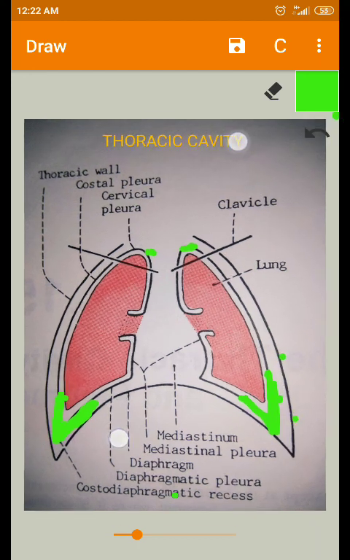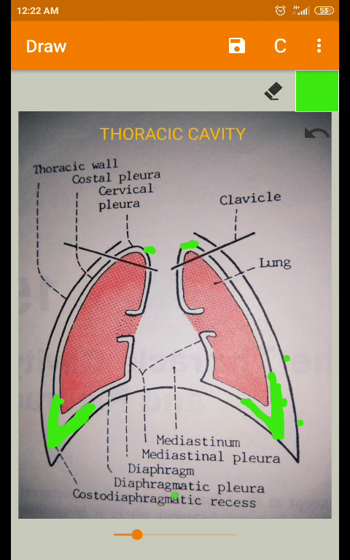The other fold of parietal pleura is called the costomediastinal pleura. That we are going to see in the transverse section, and also the blood supply and nerve supply of this thoracic cavity. As you know the thoracic wall blood supply, and the blood supply and nerve supply of the pleura and the lymphatic drainage of the pleura we can see in the next video. Thank you.